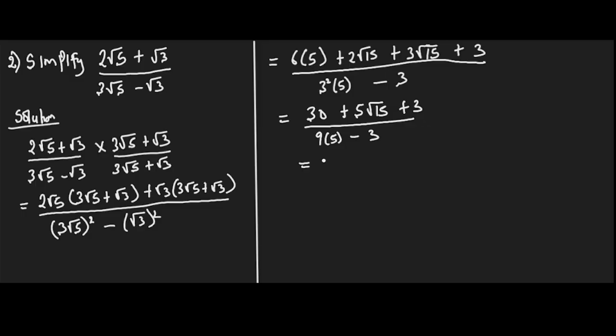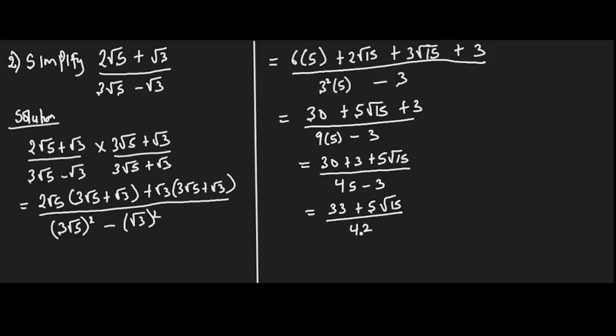Then this is going to give us 30. Here and here we bring them together. 30 plus 3 plus 5 root 15 all over 45 minus 3. Then you agree with me? This is 33 plus 5 root 15 all over 42.